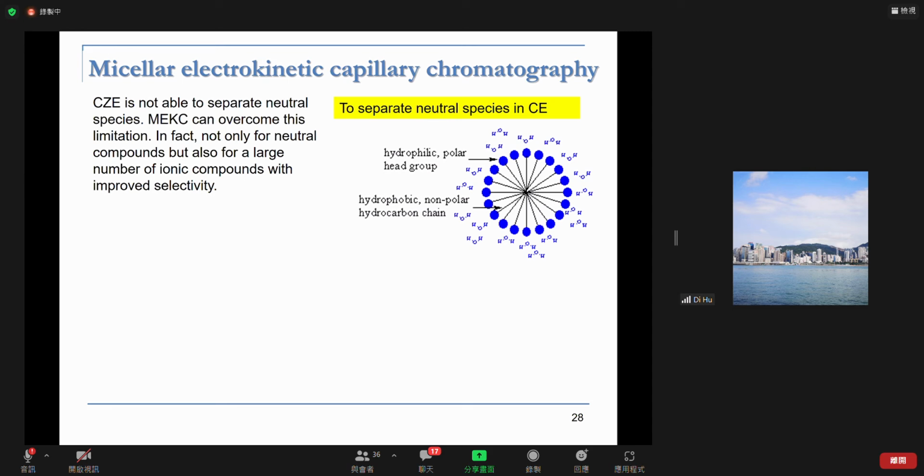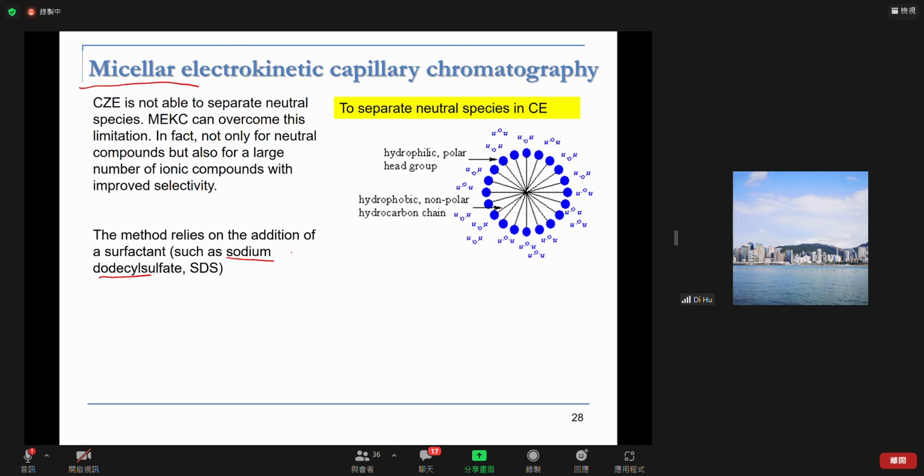So micellar, what is that? It means there will be some micelles inside. So it's MECC. And what is the micelle? A micelle is formed by surfactant. So what kind of surfactant? Normally one is sodium dodecyl sulfate, SDS. You will often see that one.